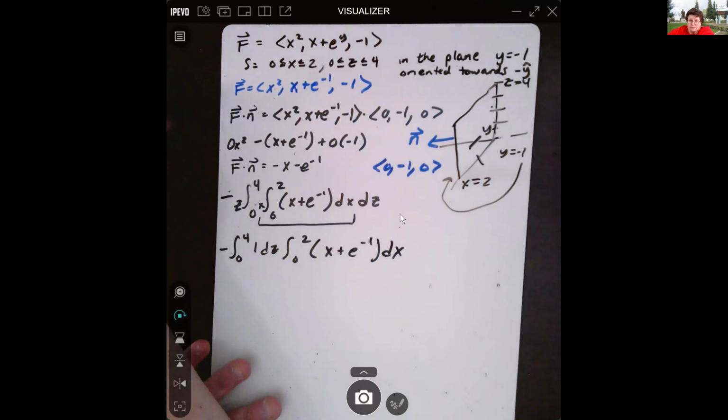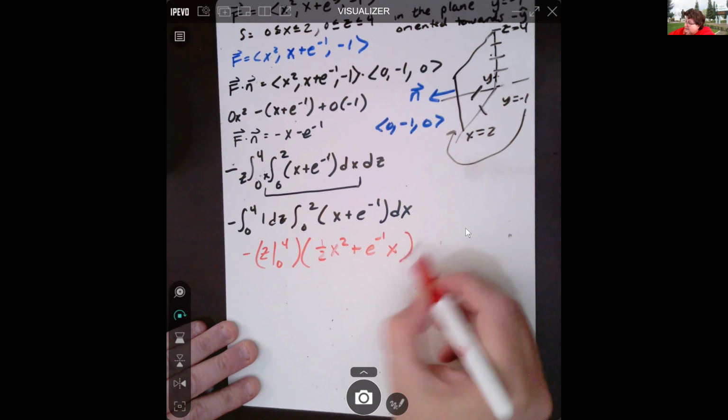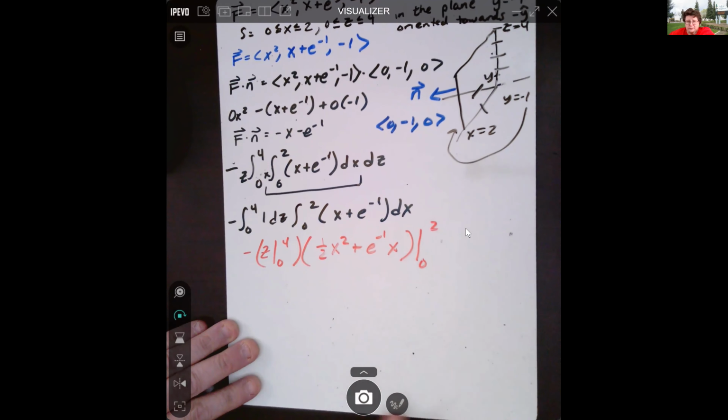So what do we got? We got negative z from 0 to 4, times 1/2 x squared plus e to the negative 1 x from 0 to 2. Two plus 2 e to the negative 1, and then 0 and 0. So we got negative 8 times 1 plus e to the negative 1.